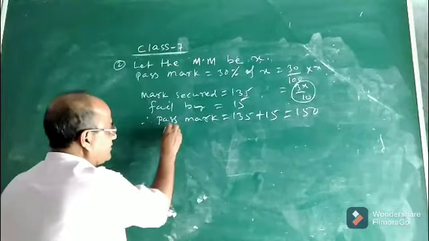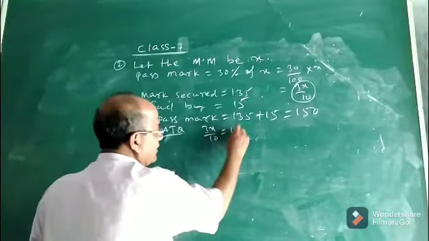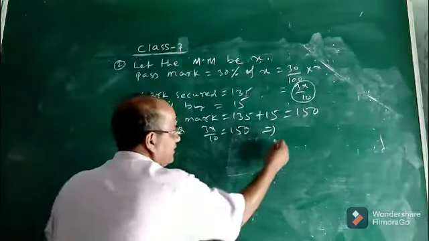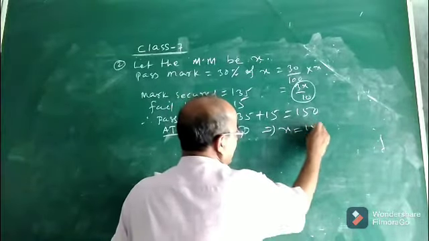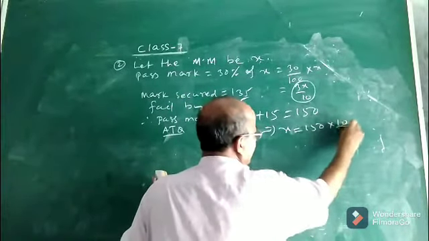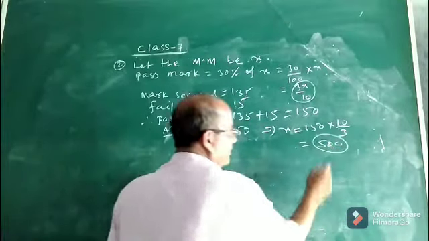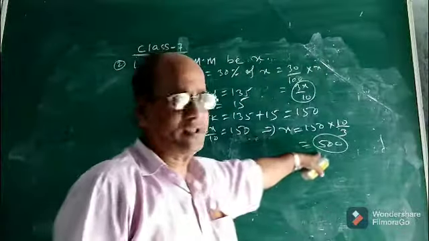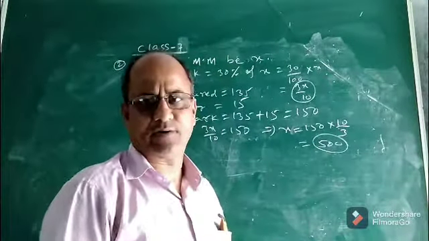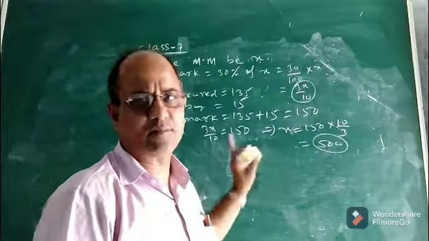So what will be my next step? According to the question, 3x by 10 will be 150. Now you solve it. So x will be equal to 150 into 10 by 3, which is 500. On simplification, you will get 500. So x is 500. That means the maximum mark of the test is 500. Okay. So this is one application of percentage.